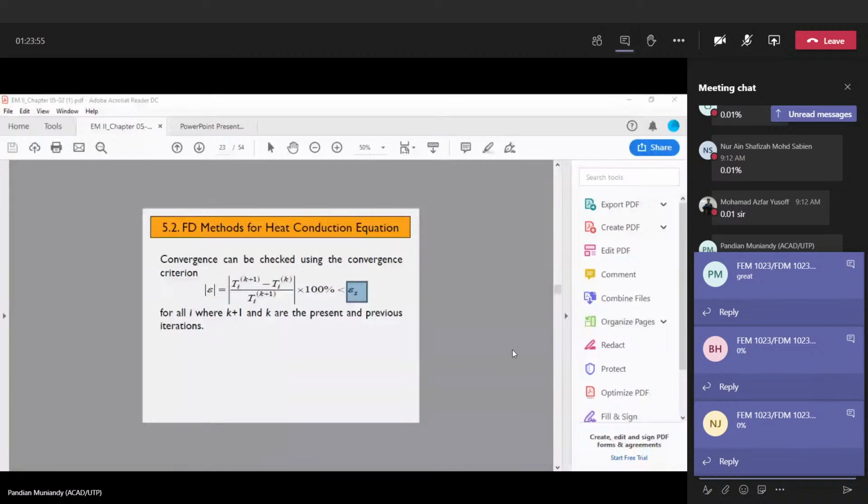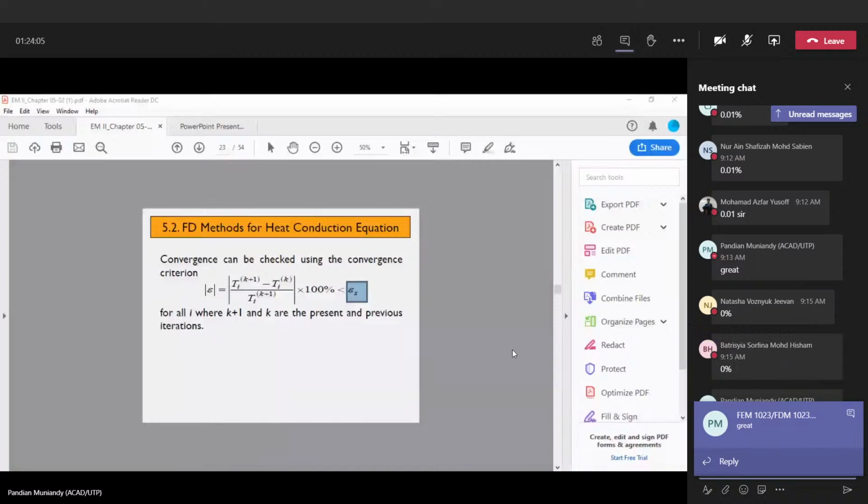So that means the error is very small. The stability is very strong, so almost very stable. So stability is very high. 0% error.